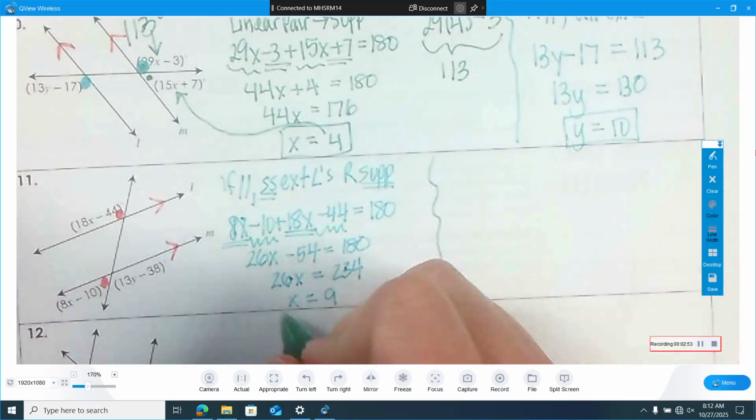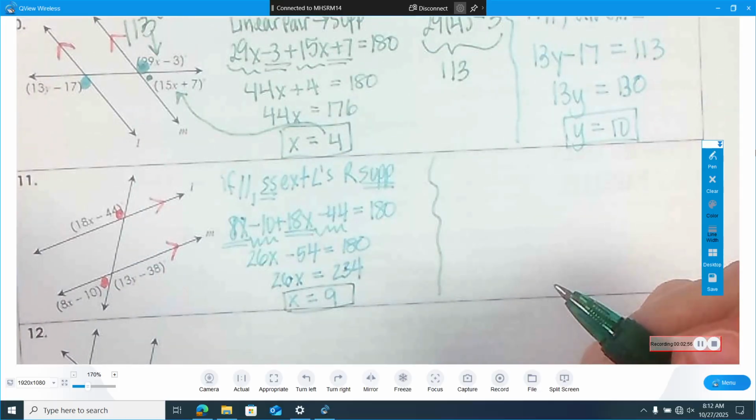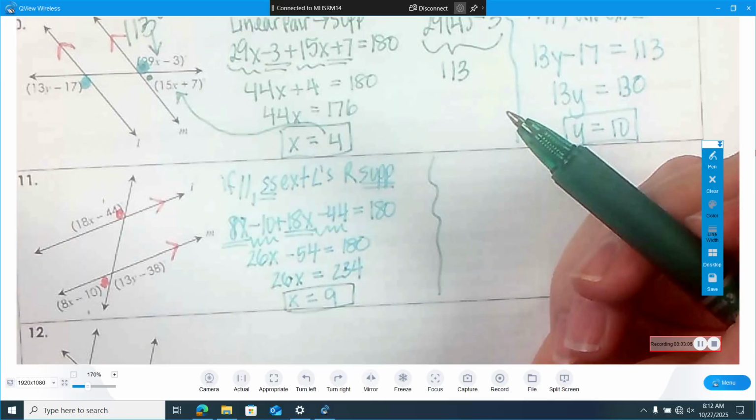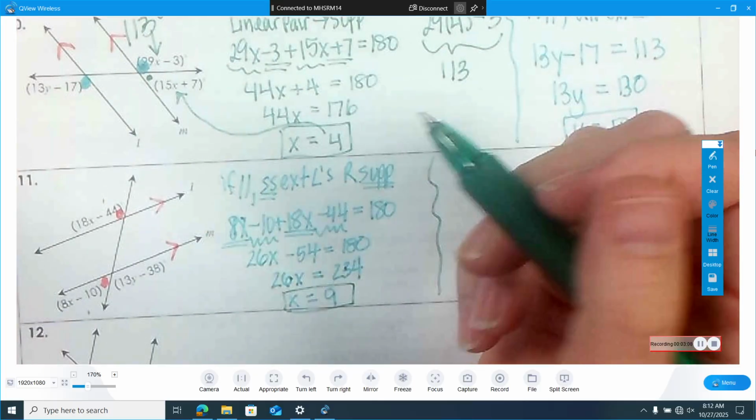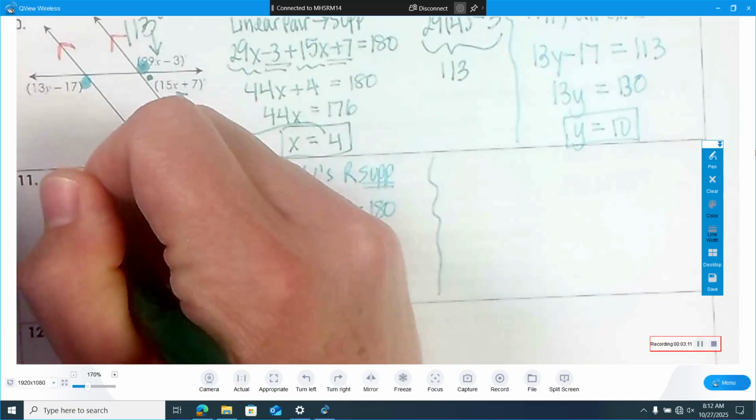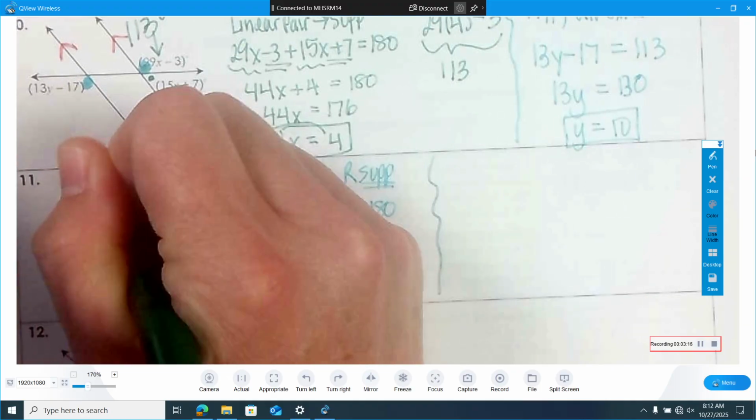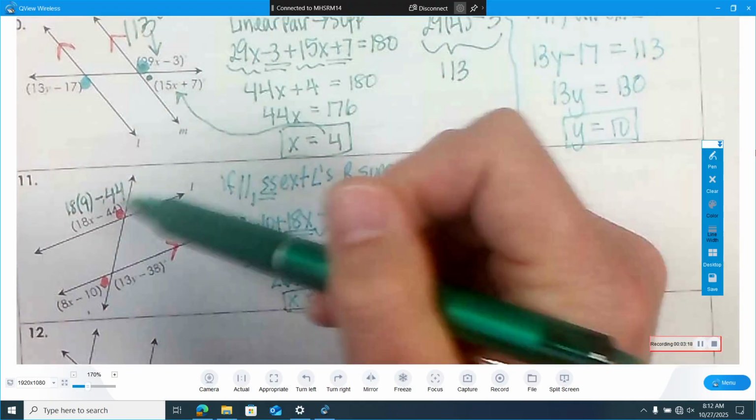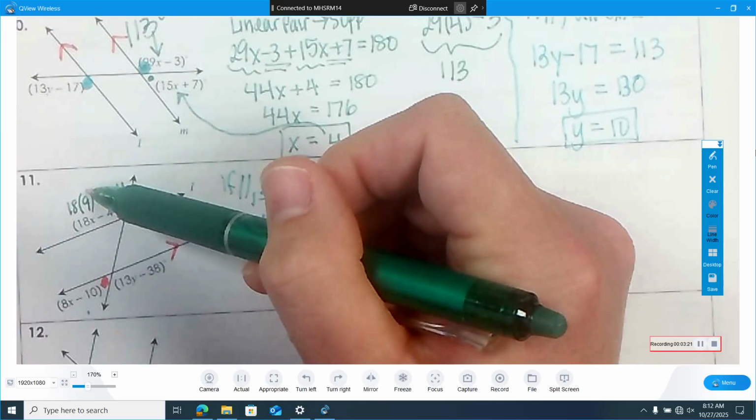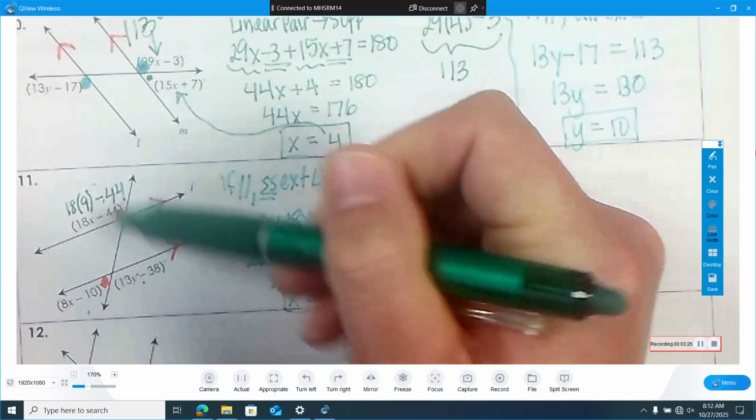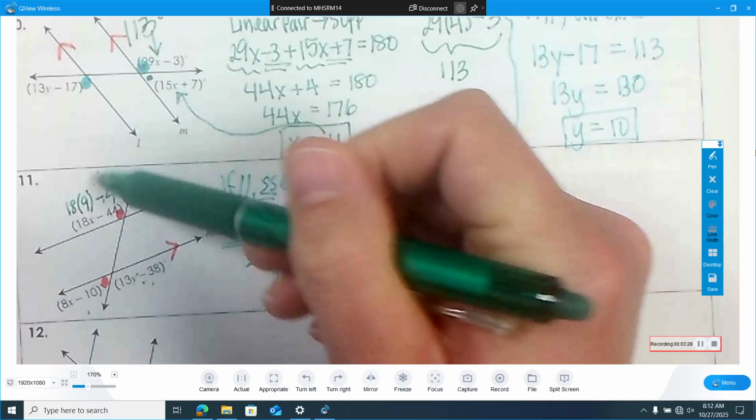All right. If x equals 9, what do you suppose we need to do with that? Plug it in. We have lots of things that we could do. Would you want to plug it in here at the top or here on the bottom? I want to plug it in the top. 18 times 9 minus 44. Why do I want to plug it into the top? Because what kind of angles are these two angles? Alternate exterior. And they would be congruent.